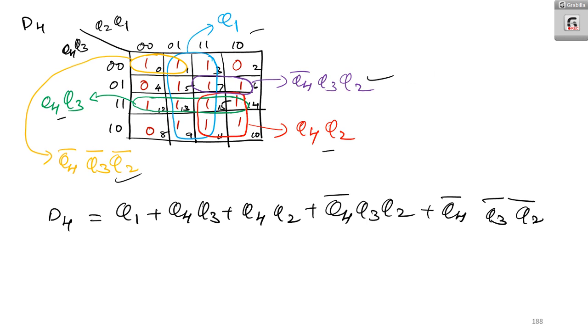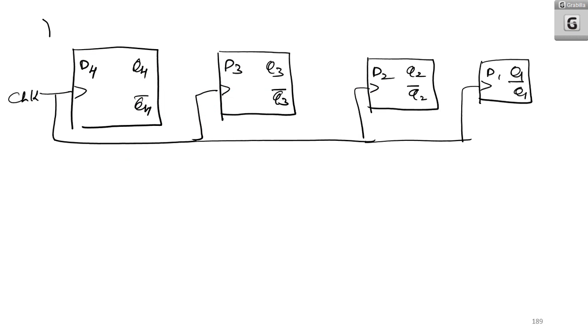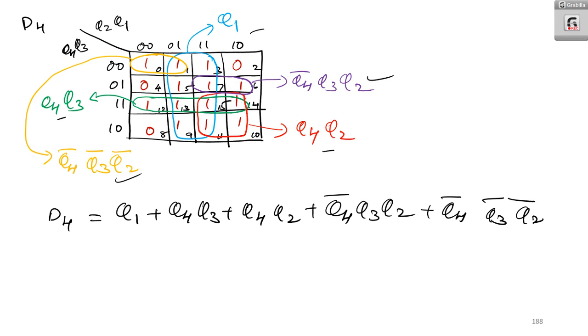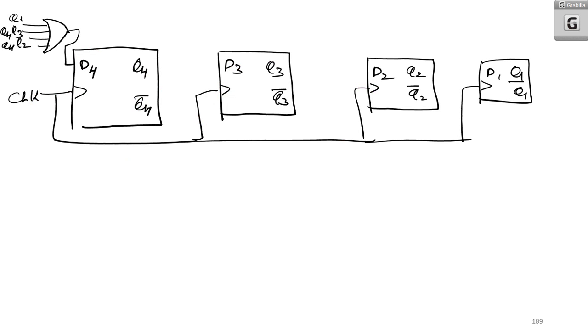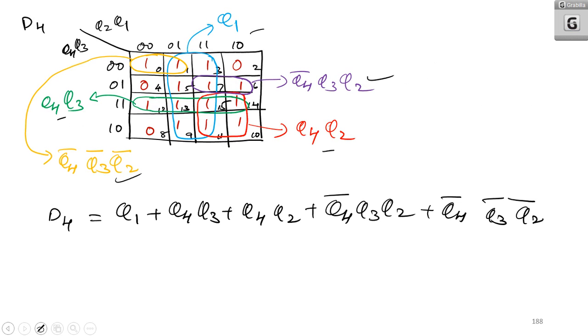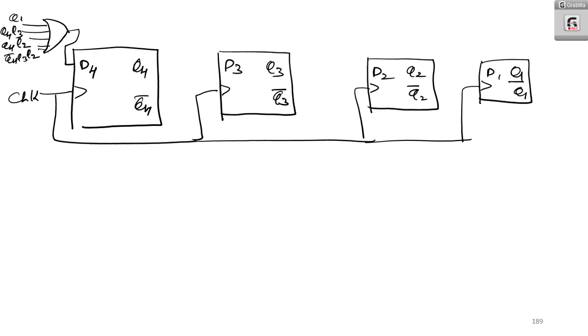Now coming into D4, what is D4? Q1. I'll make it an OR gate, that is Q1 to D4. Then comes Q4 Q3. I am drawing a simplified circuit. Then comes Q4 Q2. Then comes Q4 bar Q3 Q2. Then the last element is Q4 bar Q3 bar Q2 bar.